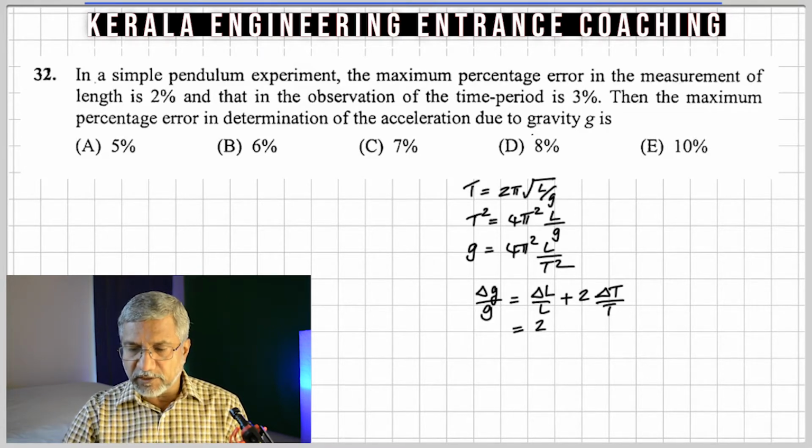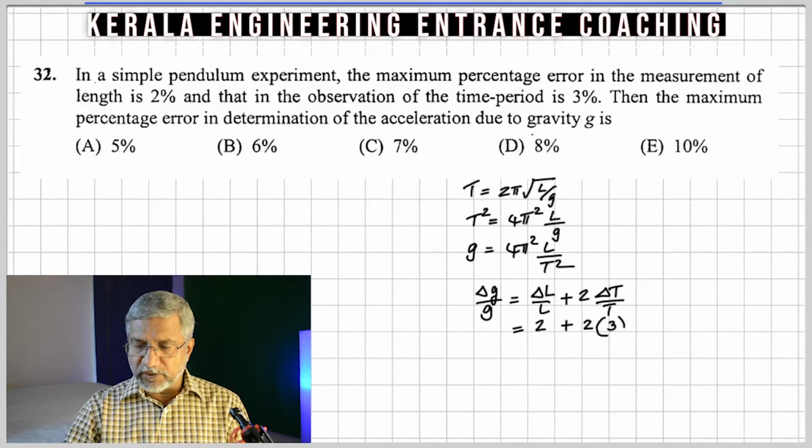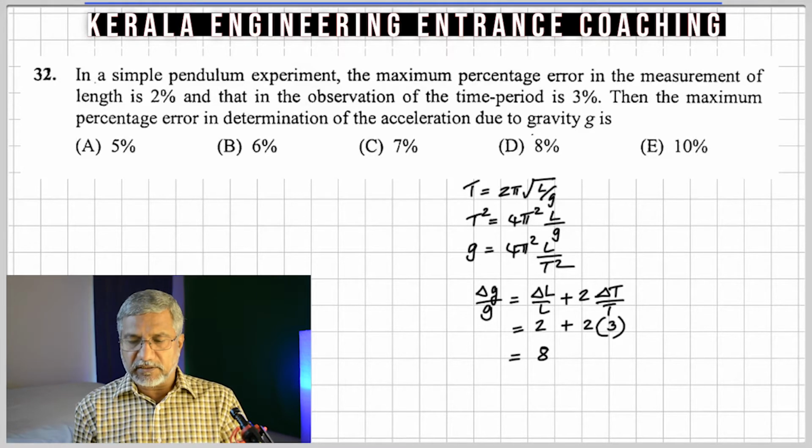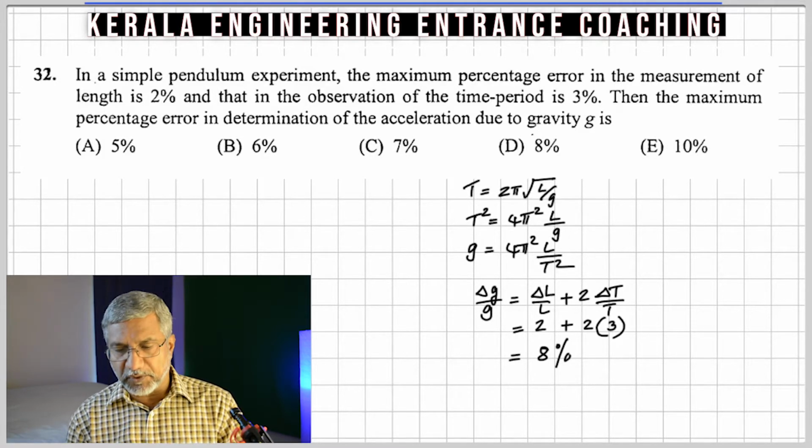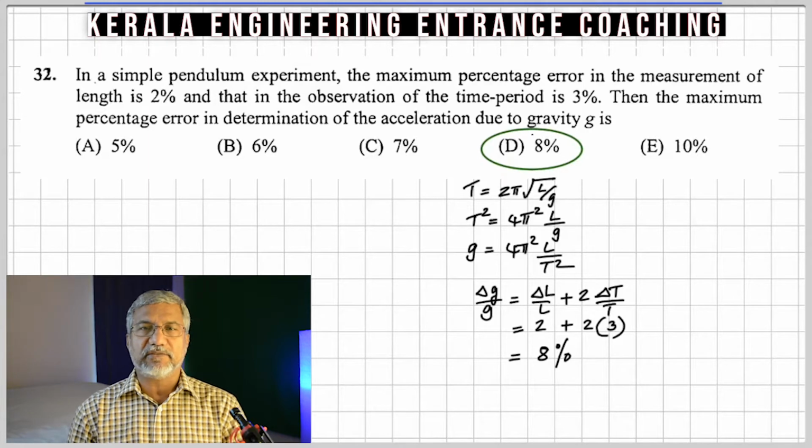So we are given that the percentage error in the length is 2, and that in time is 3. So when you do this, you get 8. So 8% would be the error. That is the answer, okay?